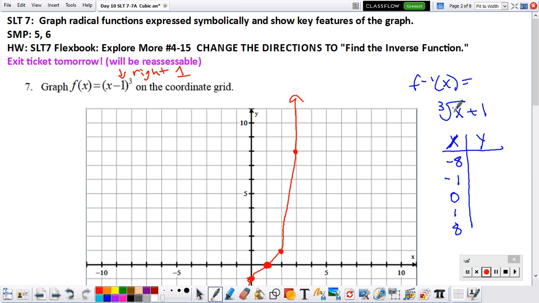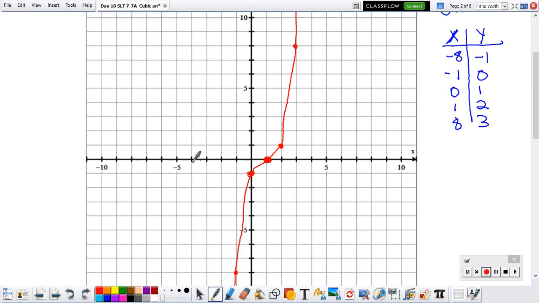So the cube root of negative 8 is negative 2 plus 1. Cube root of negative 1 is negative 1 plus 1. The cube root of 0 is 0 plus 1. The cube root of 1 is 1 plus 1. The cube root of 8 is 2 plus 1. So here we go. We've got negative 8, negative 1; negative 1, 0; 0, 1; 1, 2; and 8, 3.